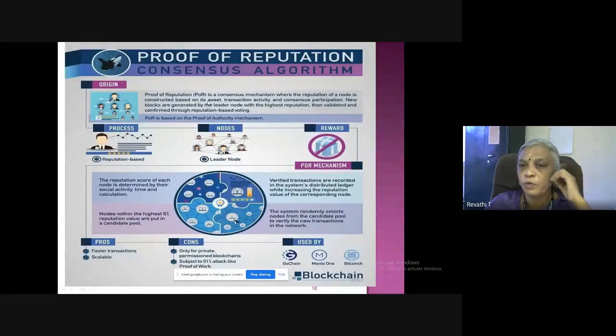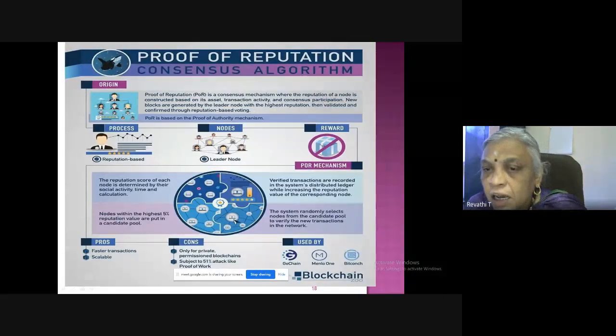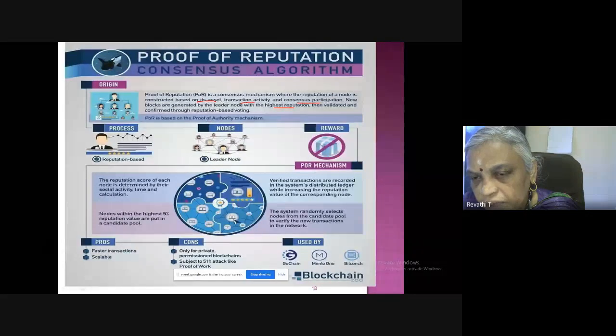In this POR, again the reputation, based on that only you'll be selecting, and this reputation is nothing but based on its assets it will be calculated. Assets, and similarly transactions, and how far they are participating in the consensus, based on that some value may be calculated, and new blocks will be generated by the node which has the highest reputation. But for validation and confirmation, other nodes can be used, they will put a vote, and based on the voting we can select it. That's called proof of reputation, and in one way it is proof of authority only. It's basically based on proof of authority only, right?